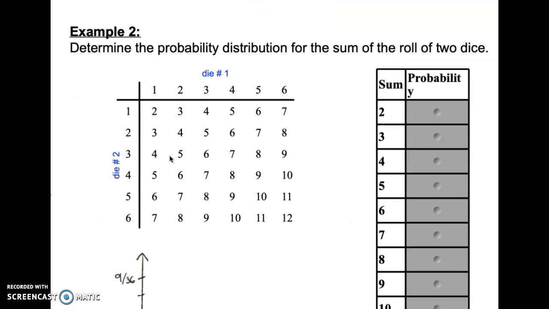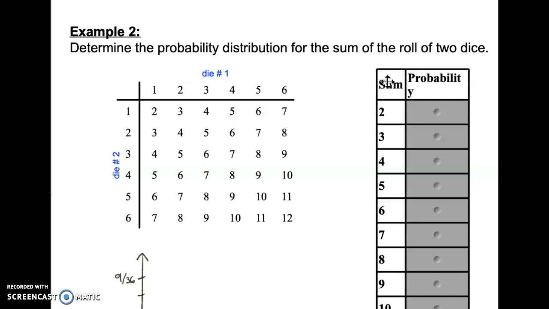Example 2 here, they're asking us to determine a probability distribution for the sum of the roll of 2 dice. Okay. So we have all the possible sums. We've done this before. And to do a probability distribution, there's really 2 main ways to represent it. There's a chart, and there's representing it using a graph. Okay, the chart's going to be the more useful of the 2. And then if we want you to do a graph, we will specifically ask you to do a graph.